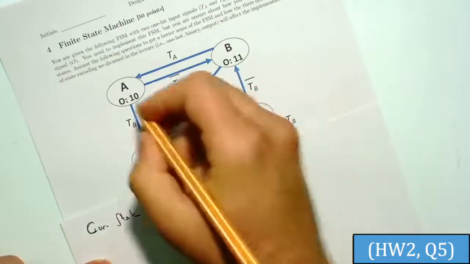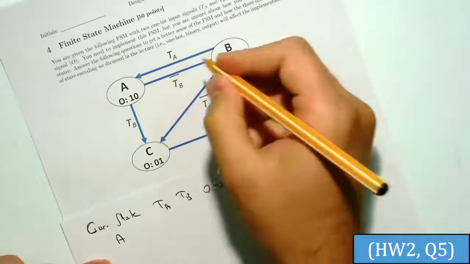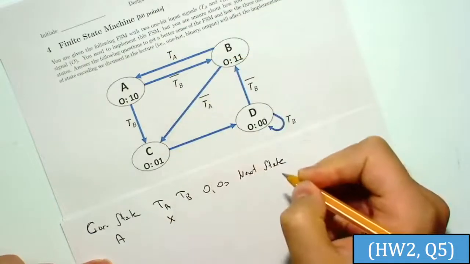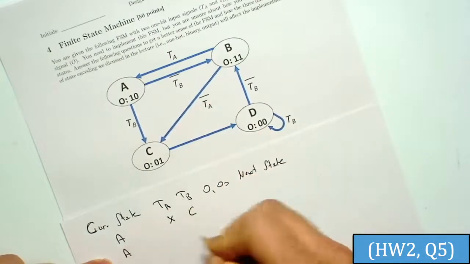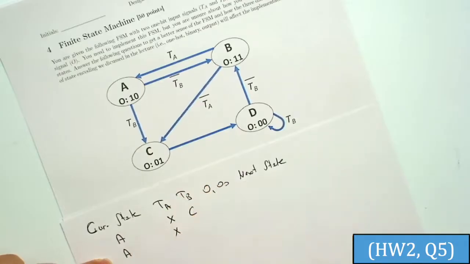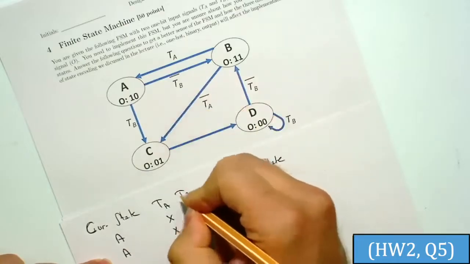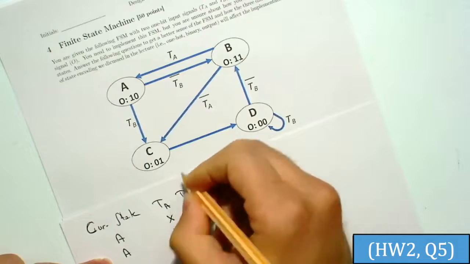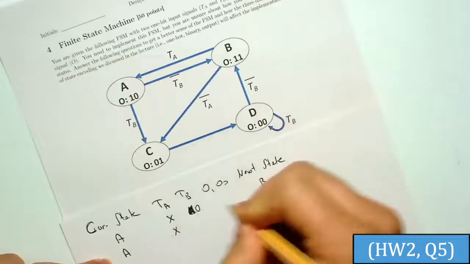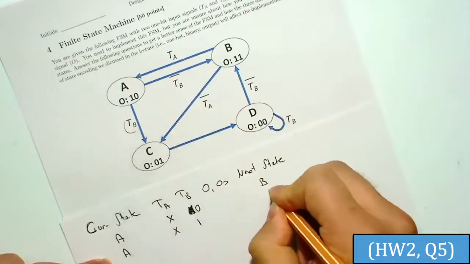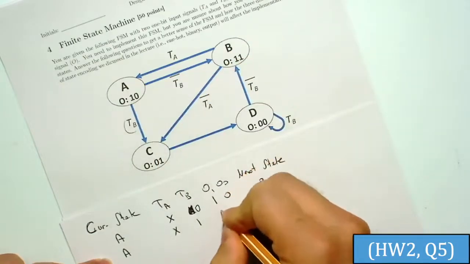For the current state, starting from A, the TA is don't care. If I have TB 1, I'll visit C. If I have TB 0, I'm sorry, yeah, if I have 0 here, I'll visit B. If I have 1 here, I'll visit C. And the output when I'm in state A will be 1, 0, 1, 0.